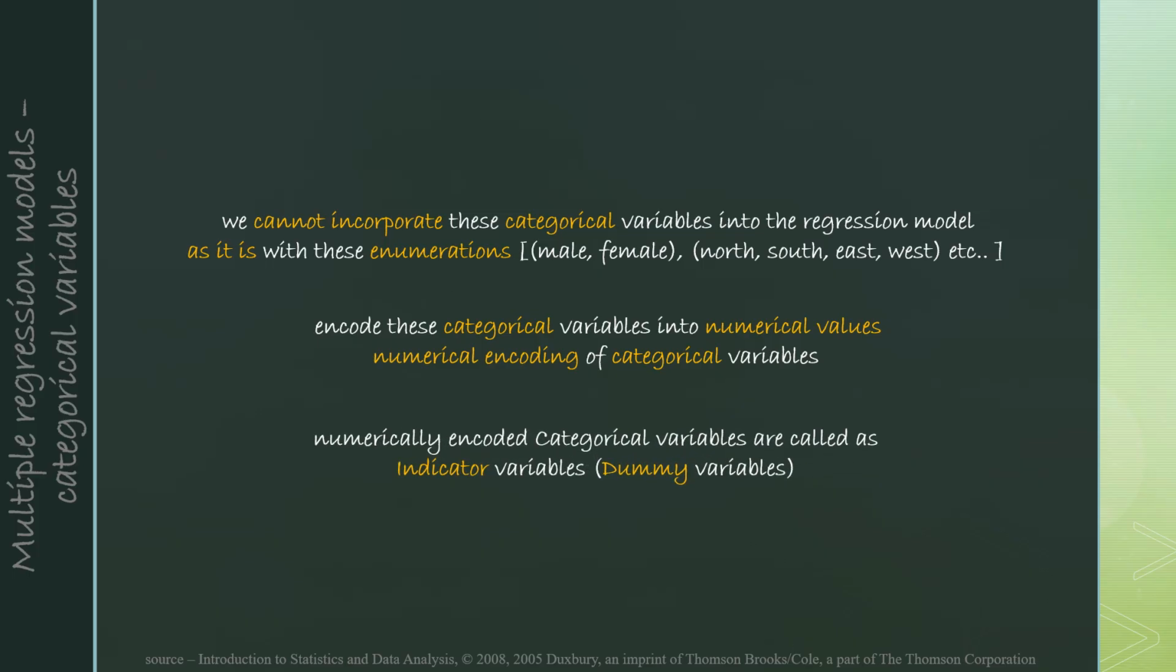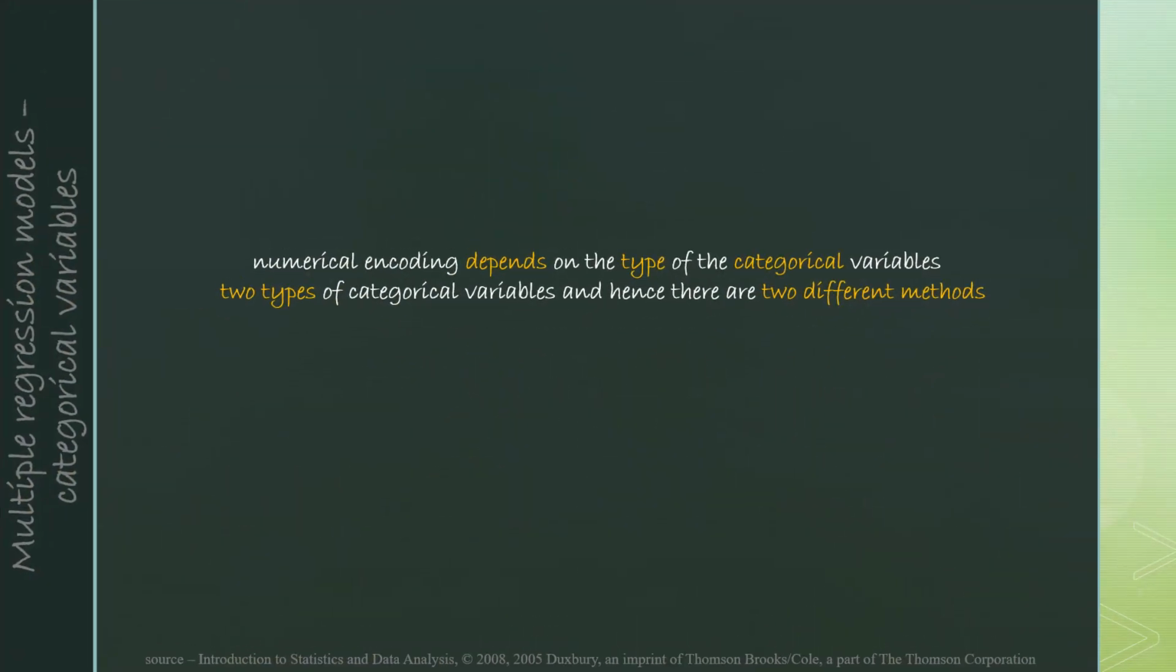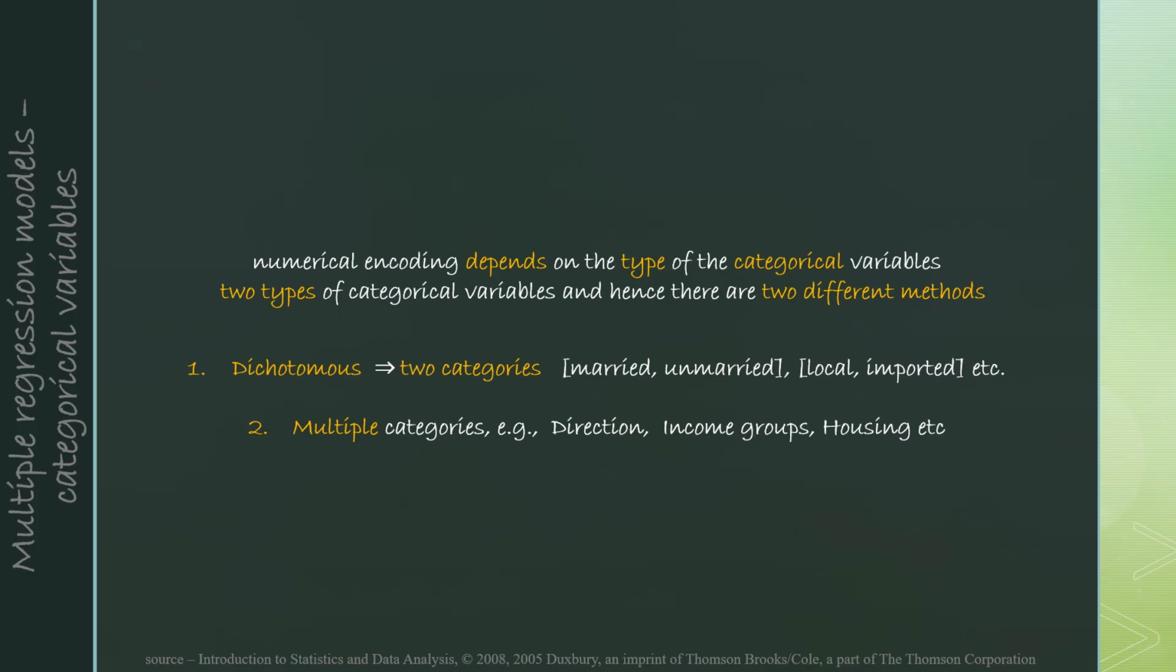Numerically encoded categorical variables are called indicator variables or dummy variables. Numerical encoding depends on the type of the categorical variables. There are two types of categorical variables, and hence there are two different methods, one for each type. One, dichotomous, meaning two categories, as in married or unmarried, local or imported, etc. And two, multiple categories, for example, categories as just discussed under direction, income groups, housing, etc.